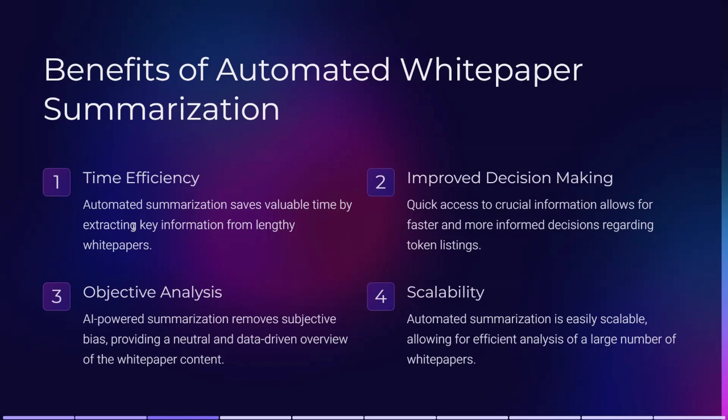Second of all, it does help to improve decision making. We gain quick access to the crucial information that we need, which allows us to make faster and more informed decisions regarding token listings. Third of all, objective analysis. This AI-powered summarization helps to remove subjective bias, providing a neutral and data-driven overview of the white paper content. And then last but not least, scalability. By having this AI model in place, it is definitely easily scalable, so we can allow for efficient analysis of a large number of papers.